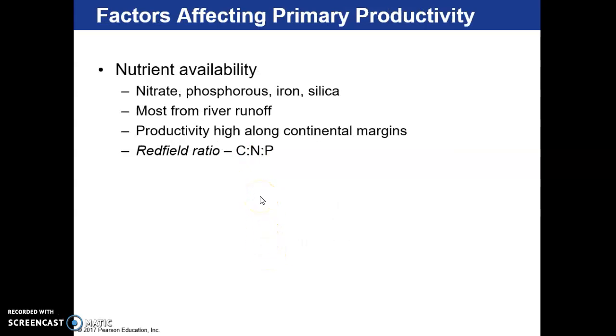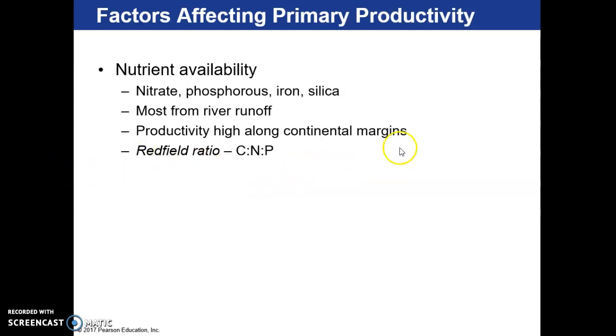In order for productivity to take off, you have to have nutrient availability, and we have nitrate, phosphorus, and iron and silica that we need in order to support productivity. Most of that comes from river runoff, and we talked about that in our nutrient pollution, how we're actually getting too much nutrient, and that's creating your eutrophication, and your dead zones along the coasts.